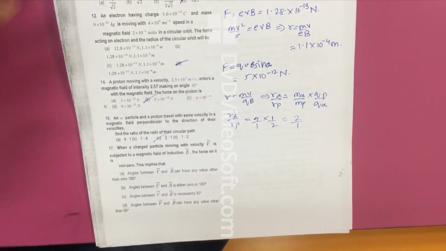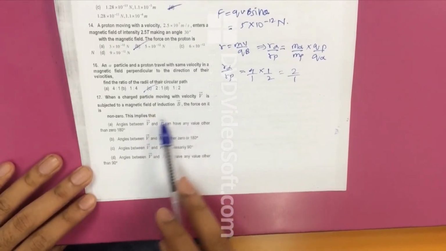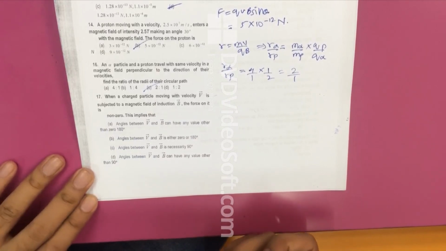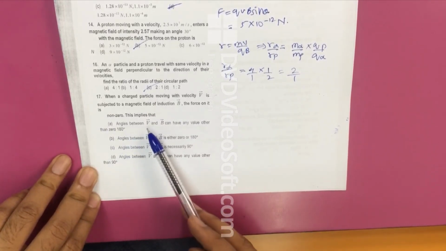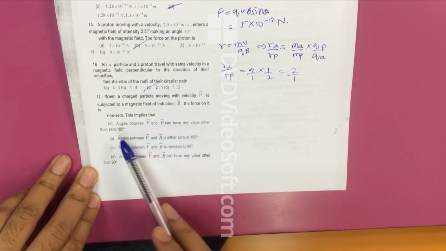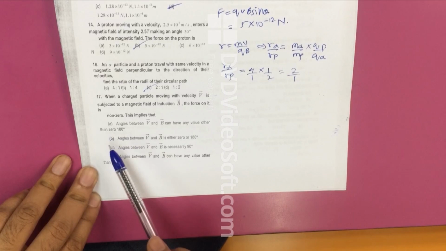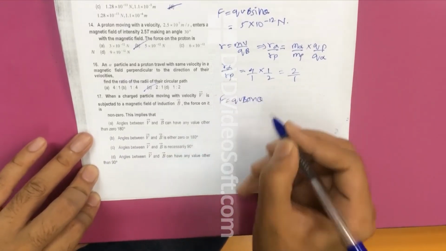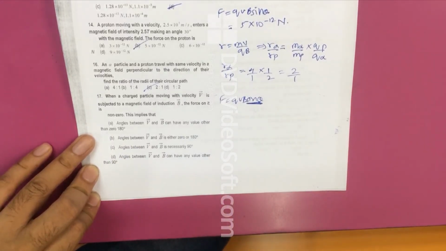When a charged particle moving with a velocity v is subjected to a magnetic field of induction B, the force on it is non-zero. This implies that when the force on it is non-zero, the angle between V and B can have any value other than 0 and 180, because the formula is F equals QVB sine theta. So non-zero means this sine theta value cannot be equal to 0.